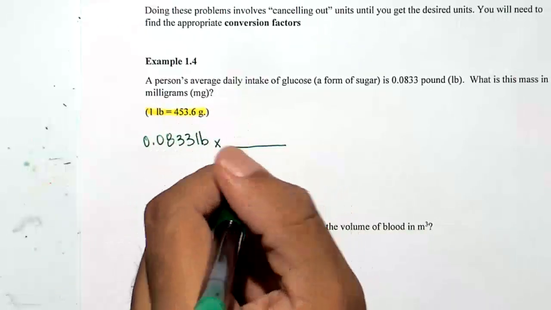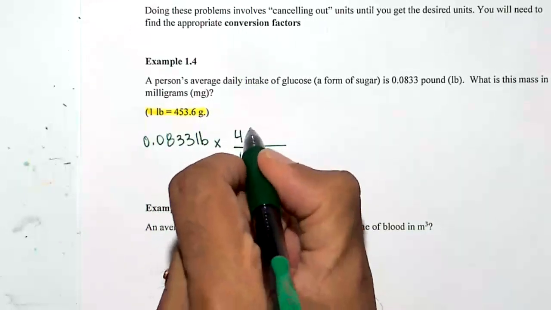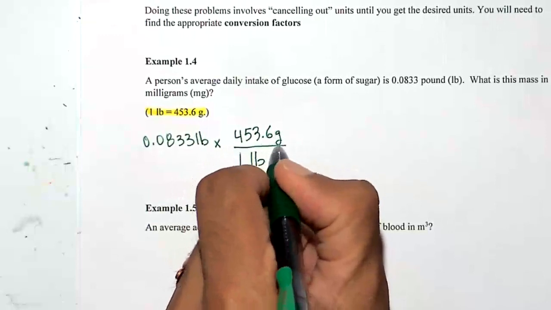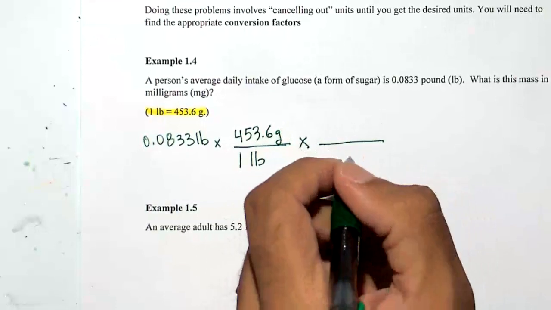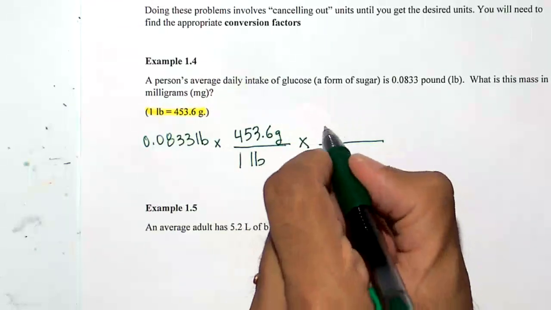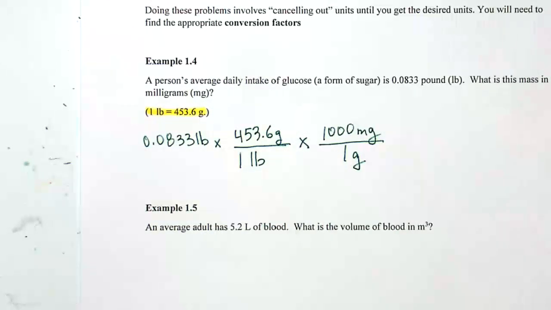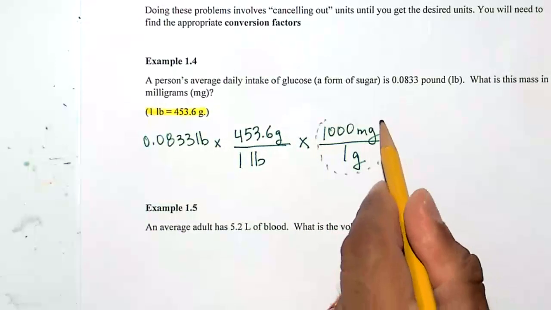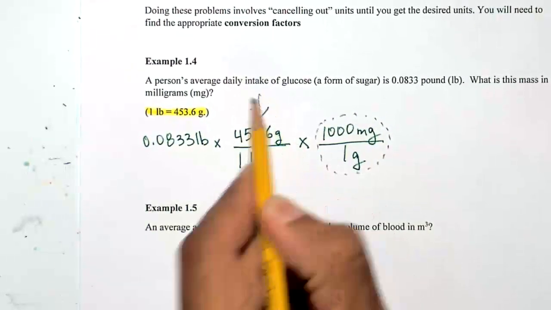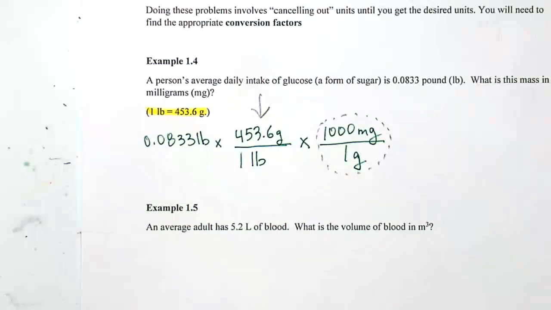Okay. Where am I going to put the pounds? In the denominator or numerator? I want to cancel it out, so I'm going to put it in the denominator. Times, the conversion is this. There is 1,000 milligrams, milli means 1,000, in 1 gram. I think this is something you should know because you'll use it often. The pound conversion is something I'll give you, you do not have to memorize that. But this is something good to know, good to memorize.